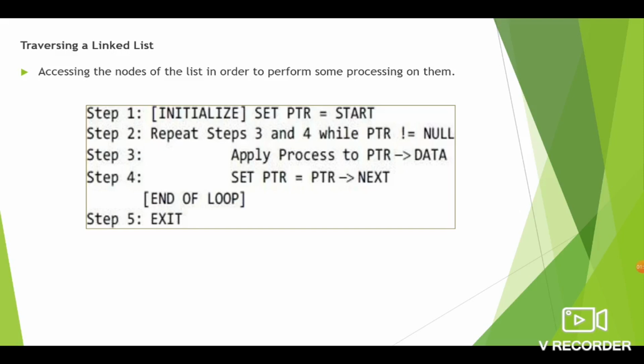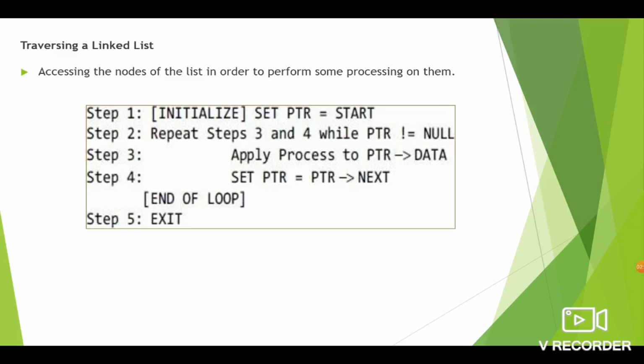So this is the algorithm for linked list traversal. We have to set the pointer as the starting node. Then we have to process the data on that node. After processing the data on the first node, we have to move the pointer to the next node and so on. This process is repeated until we reach the end node. So traversal of a linked list is nothing but visiting the nodes of the list.